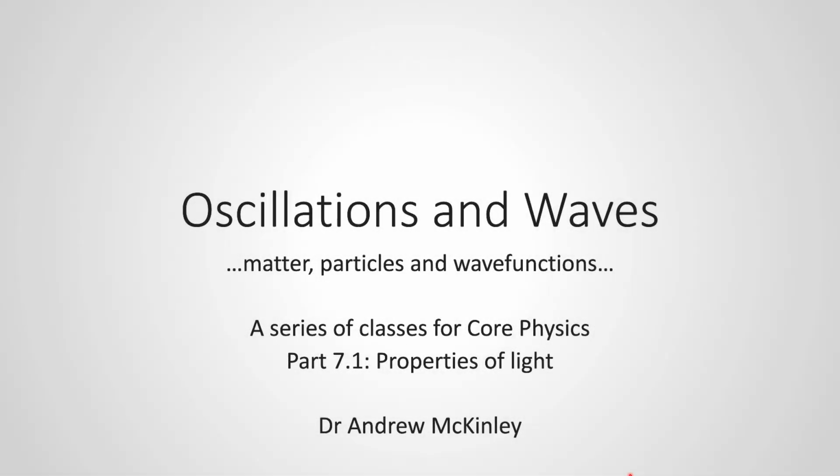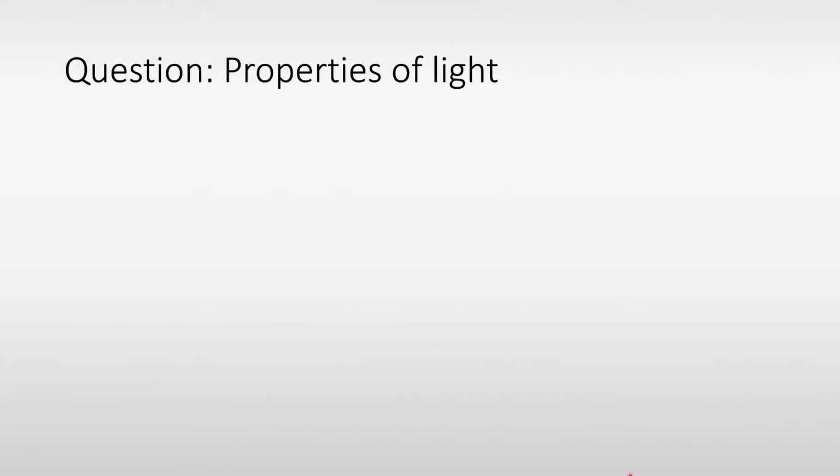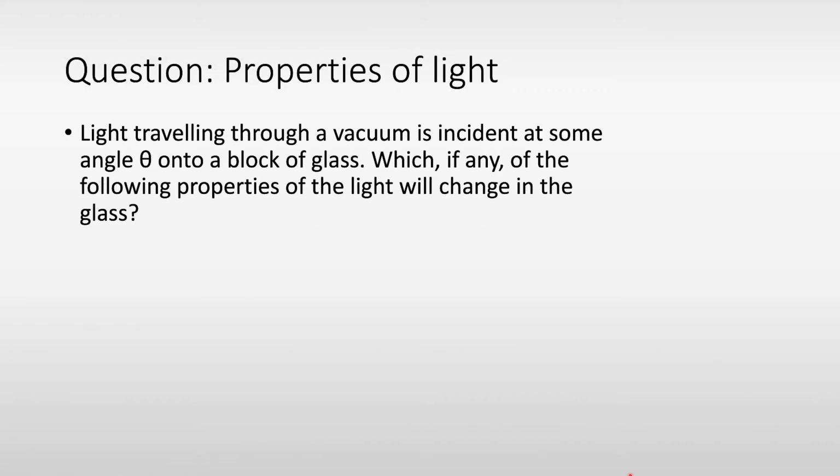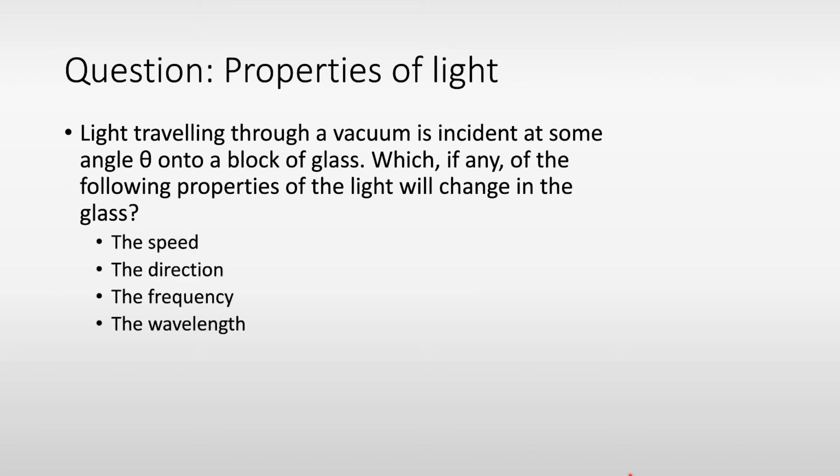In this stage of the course, we're now going to look into the properties of light, so thinking of light as a wave. So first we're going to open with a question. Light is travelling through a vacuum, is incident at some angle theta on a block of glass. Which, if any, of the following properties of the light will change moving into the glass? Will it change speed, direction, frequency, or wavelength?